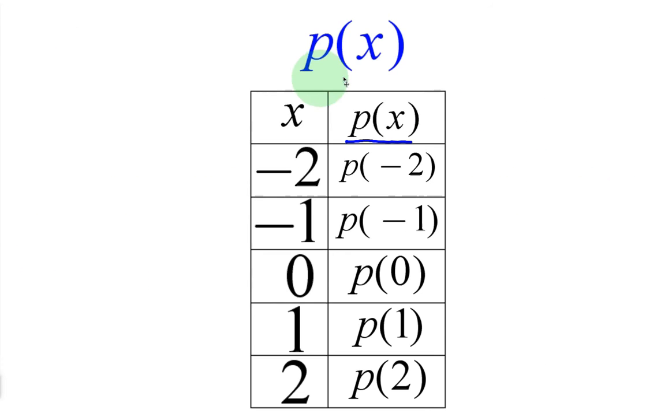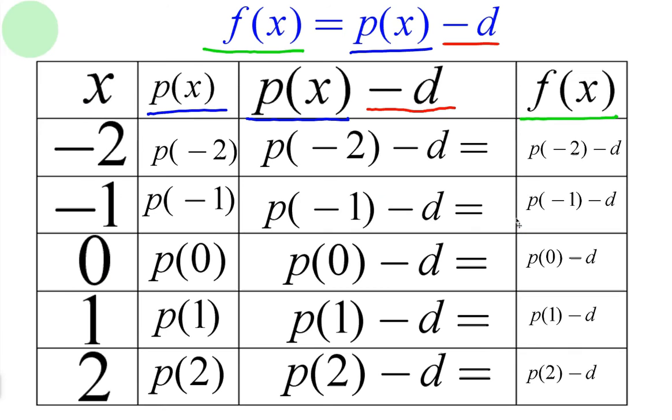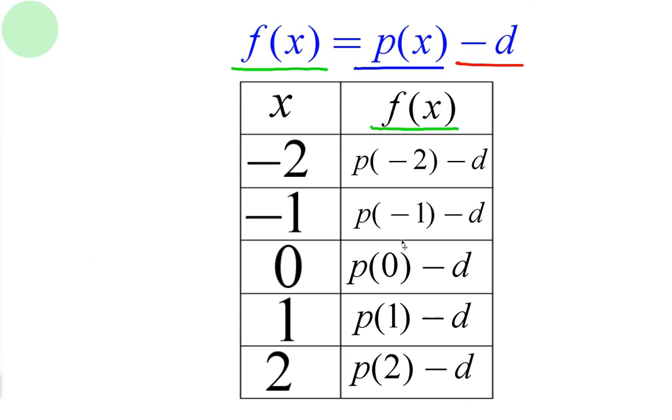Here is our generic p of x chart. -2, -1, 0, 1, 2 with these p y values. We're going to keep the same x values. We're going to take those p values and subtract d, and it's just going to remain that way because it's very generic, and that will be our f of x values. So when f of x equals p of x minus d, this is what our chart is going to look like.